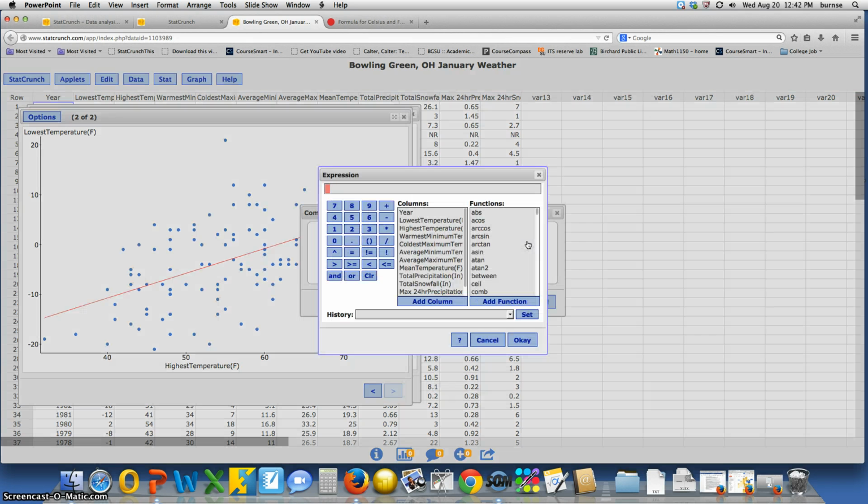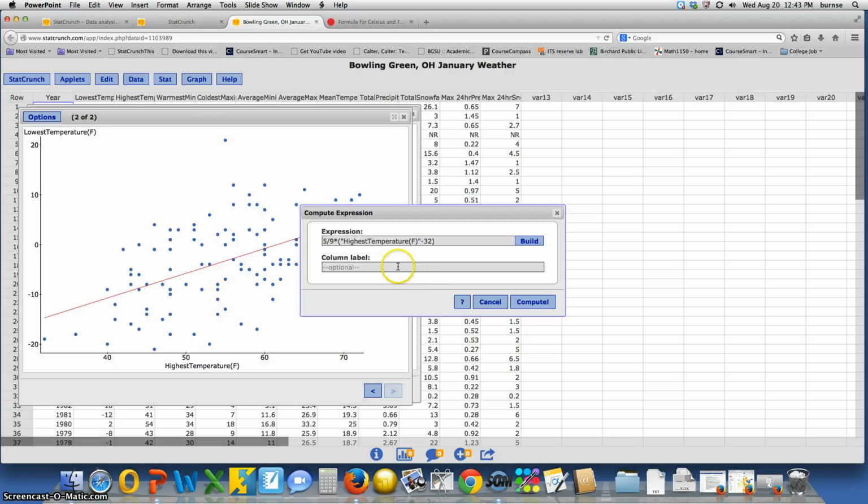Okay, again, we're going to build it, and we want to take 5 divided by 9 times, and then I need my parentheses. Okay, and we're going to do highest temperature, add it, and then minus 32. Okay, so that'll convert the column for highest temperatures. We're going to convert them from Fahrenheit to Celsius.